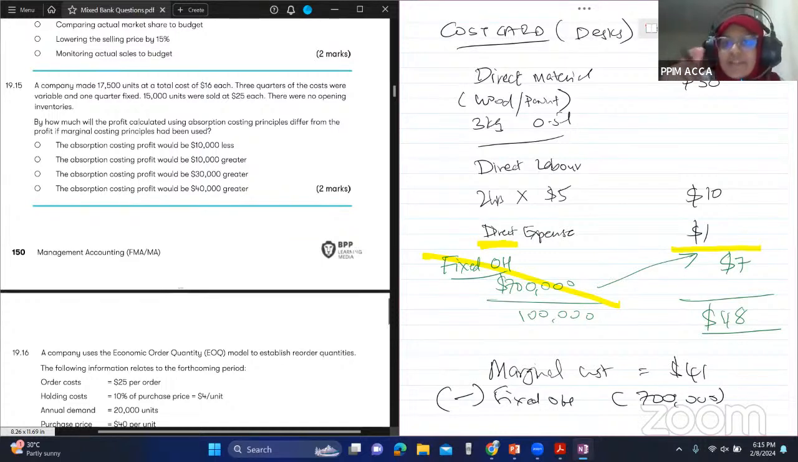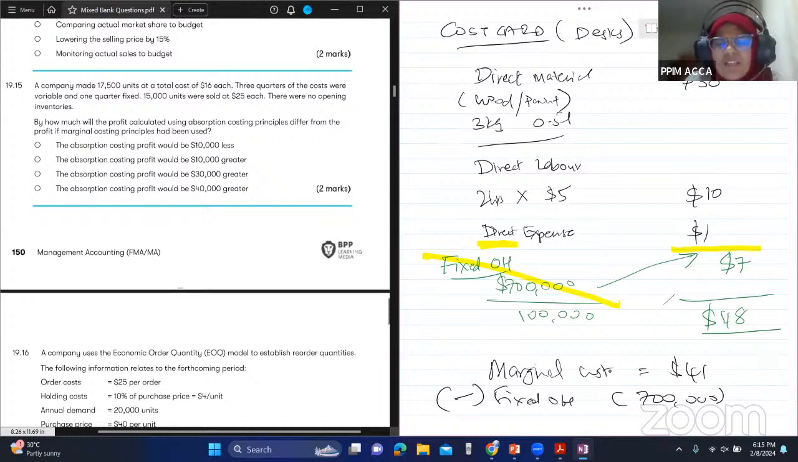So the difference between absorption costing and marginal costing: in absorption costing, the overhead cost, we incorporate into the product in stage 1 itself. At the beginning itself, we have put it into the cost of the product. Whereas in marginal costing, we consider the fixed overhead cost only at the end. In the last stage, after everything is calculated, the sales revenue, the cost of sales, we'll deduct the fixed overhead cost and arrive at our profit.